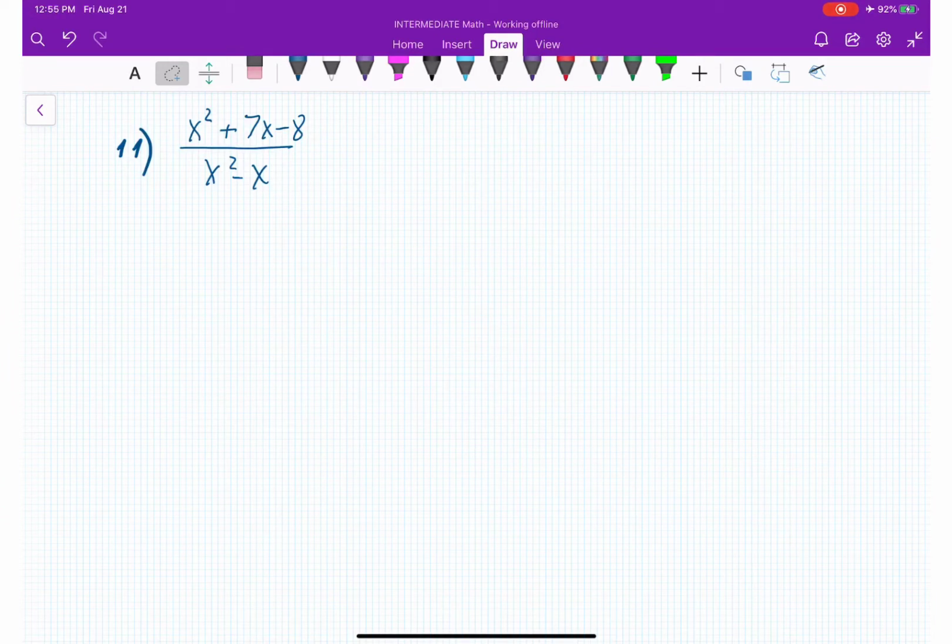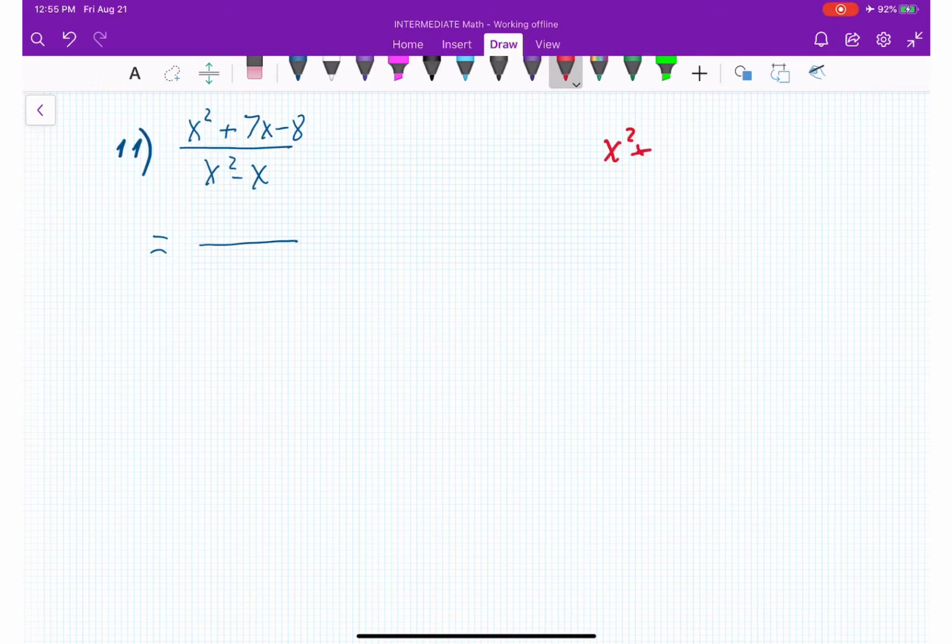Okay, so let's start from here. What we can do in this case: in the numerator, x squared plus 7x minus 8, it's a quadratic expression that reminds me of the format x squared plus bx plus c, right? That's where we FOIL it: x plus first number, x plus second number, factoring down.